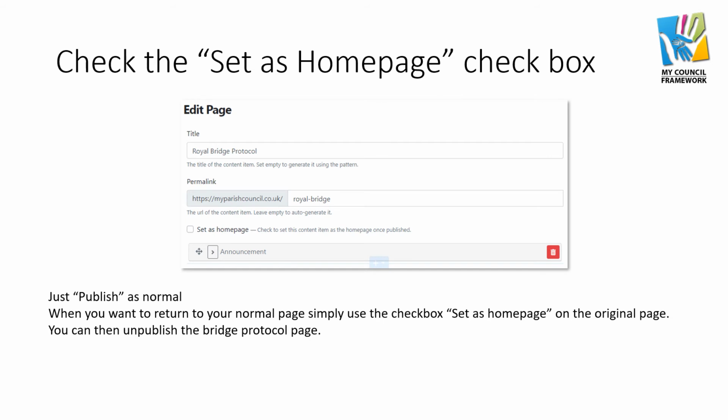When we do want to go backwards, we simply select the old page that used to be the home page, whatever you've called that, and you do the same thing, which is basically use the checkbox to set as home page. Whenever you use this checkbox on any page, it becomes the home page. So that's the way we make it take over and then revert back to where we were. You can then choose to leave the Royal Bridge Protocol page published or unpublished, which is more normal practice.